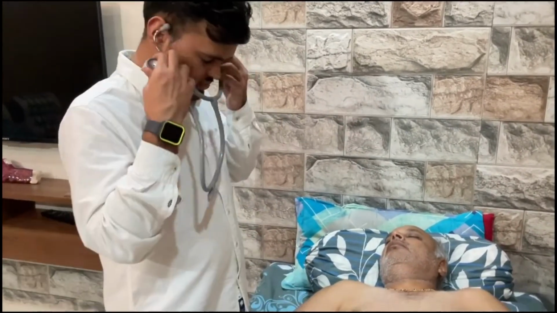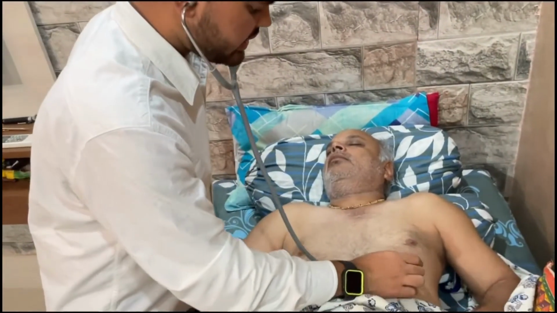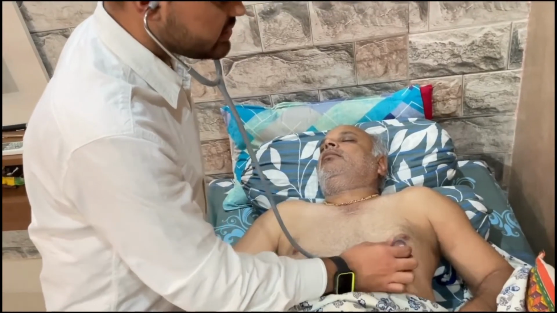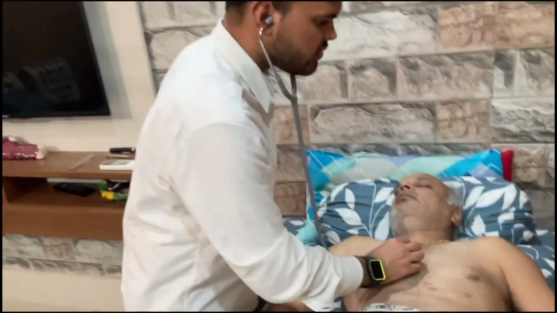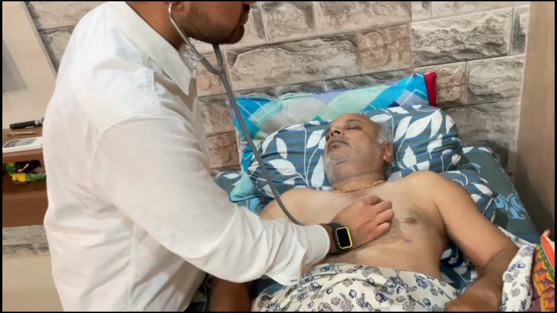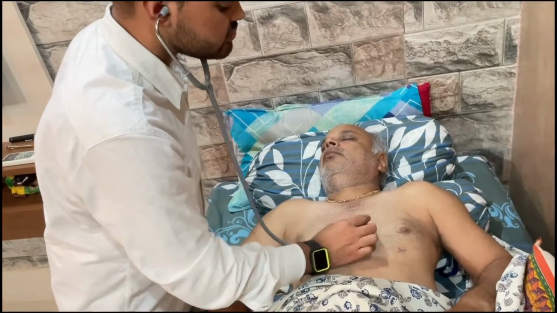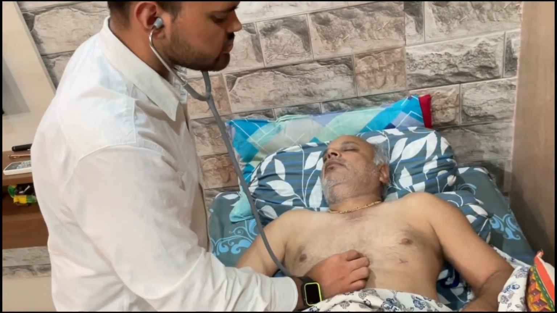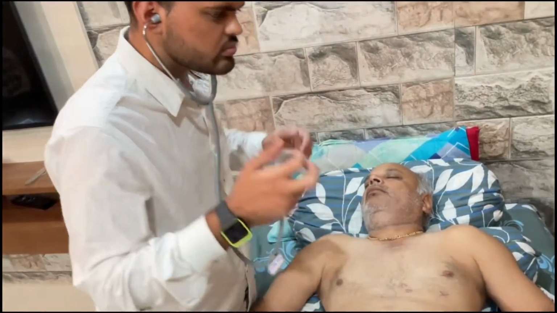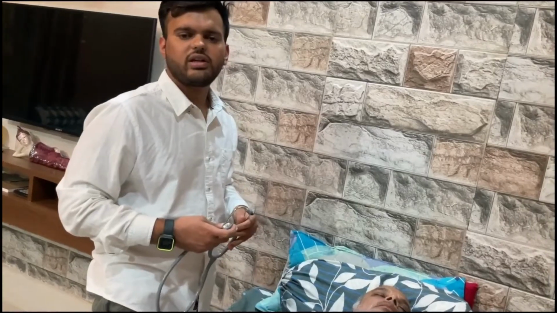Now we will auscultate the precordium. Firstly, we will note the heart rate and its rhythm. After noting any irregularities of the heart rate, we will auscultate the main four positions of the chest. Now we will identify S1 and S2.